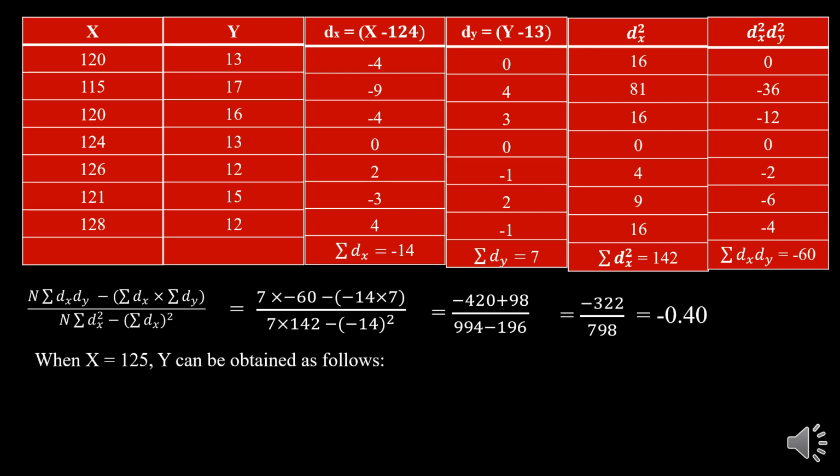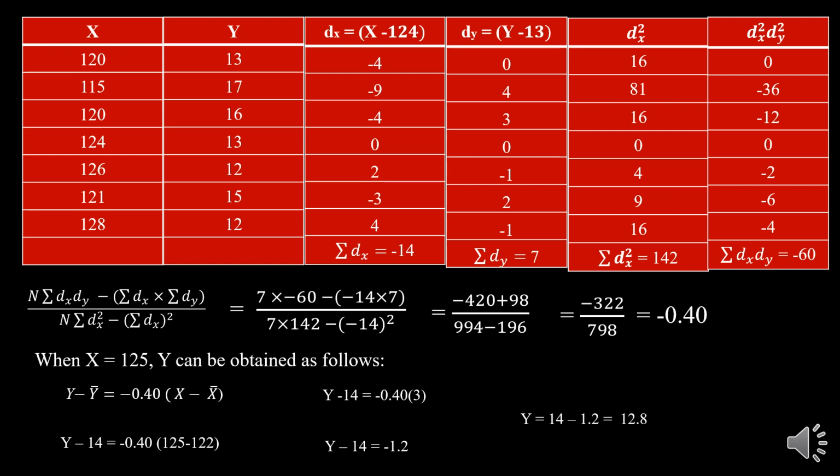Now we can find the value of y with the given value of x equal to 125. We put it in the formula: y minus y bar is equal to minus 0.40 into x minus x bar. So y minus 14 is equal to minus 0.40 into 125 minus 122. Therefore y minus 14 is equal to minus 0.40 into 3, and we get y minus 14 is equal to minus 1.2. So the final answer is y is equal to 14 minus 1.2, which is 12.8. Thank you.